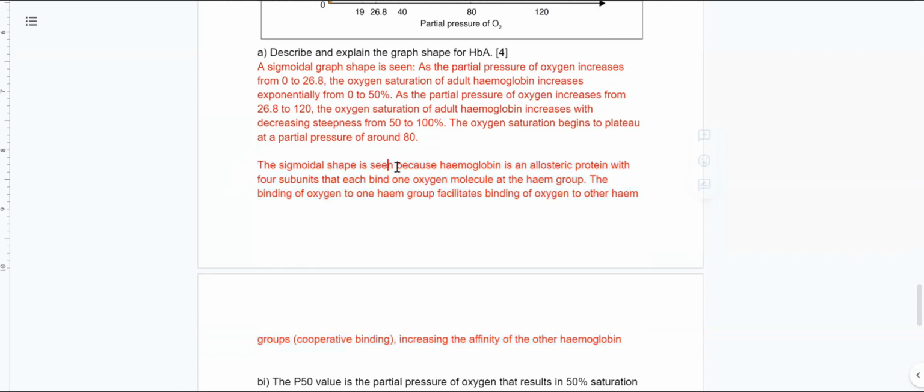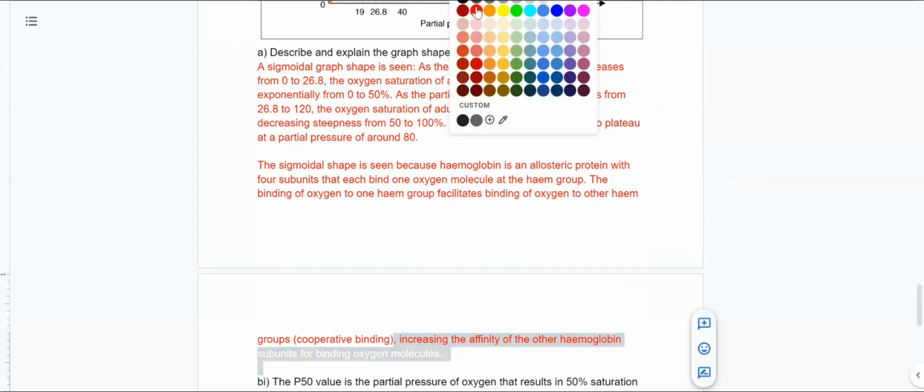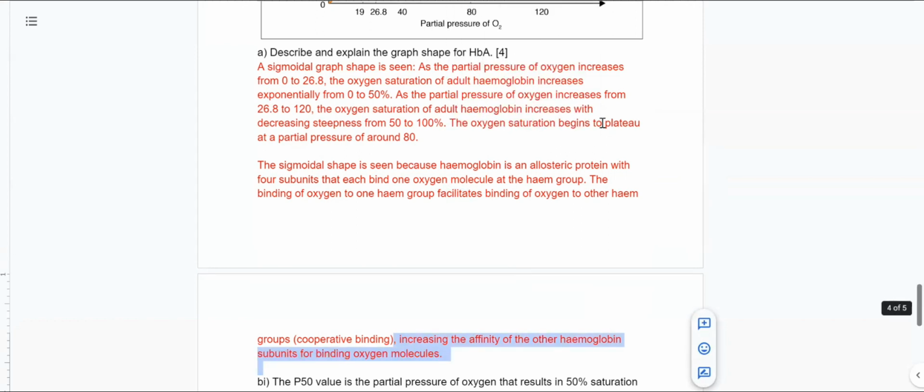What I'm going to talk about is how hemoglobin is an allosteric protein with 4 subunits that each bind one oxygen molecule at the heme group. When one oxygen binds to a heme group, it induces a favorable conformational change in hemoglobin such that the binding of oxygen to other heme groups of hemoglobin is facilitated. This increases the affinity of the other hemoglobin subunits for binding oxygen molecules. And that is basically what subunit cooperativity, or cooperative binding, represents.